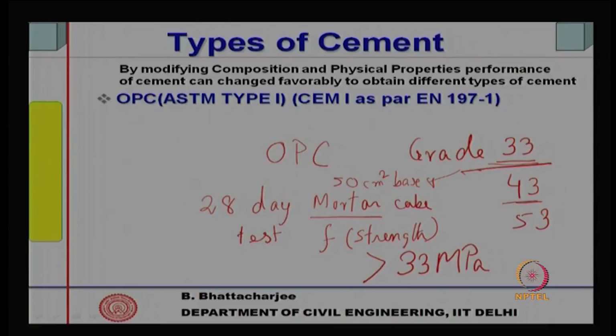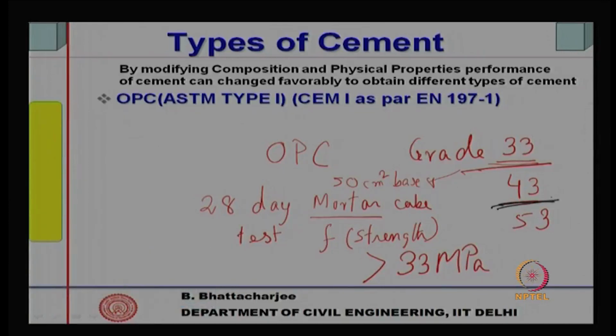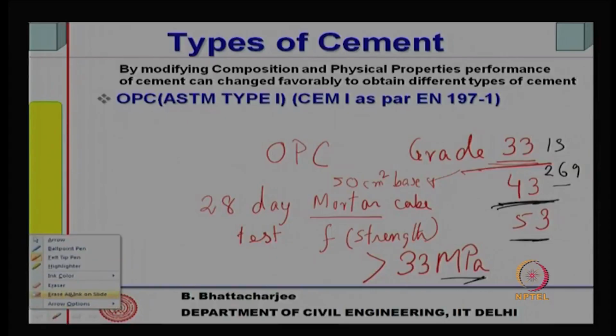Similarly, when the 28 days standard mortar cube strength is more than 43 MPa, you call it grade 43, and if it is more than 53 MPa, then you call it 53 grade. And we have 3 different codes for this. IS 269 deals with this particular one, and that is the originally used ordinary Portland cement. So, that is as far as Indian standard is concerned.